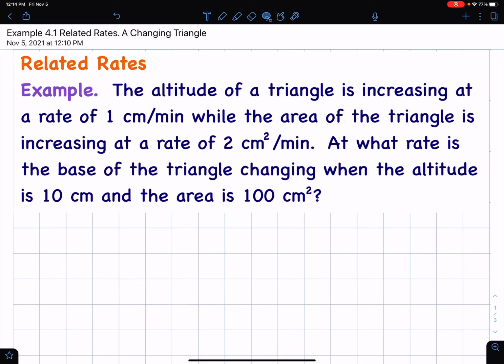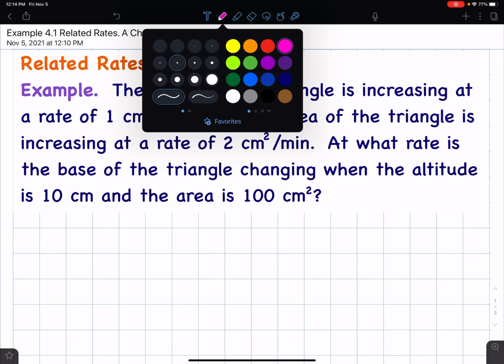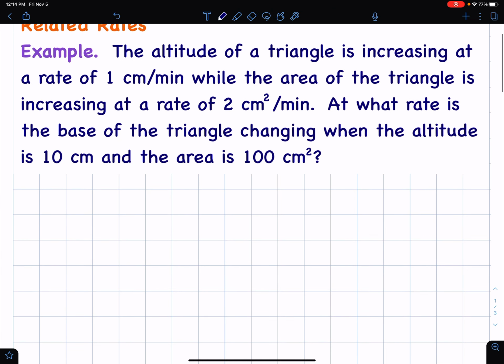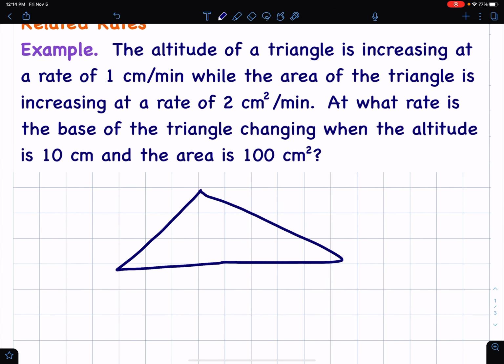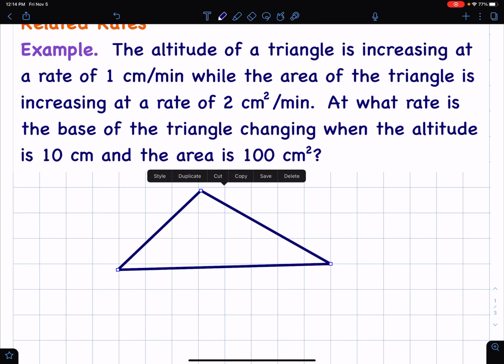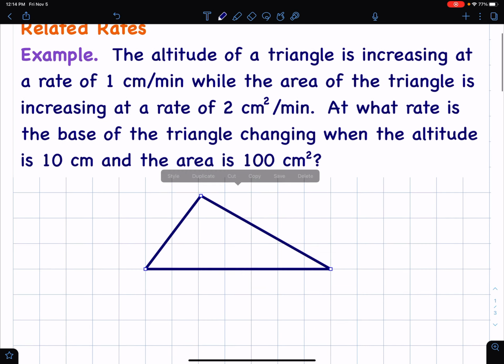Hello, what we're going to do here in this video is work an example of a classic related rates problem where we have a triangle and the dimensions and the area of the triangle are shifting and changing. So let's go out and get a good color here to write with. So here's a triangle and let's check it out.